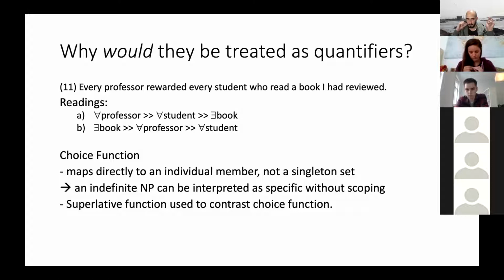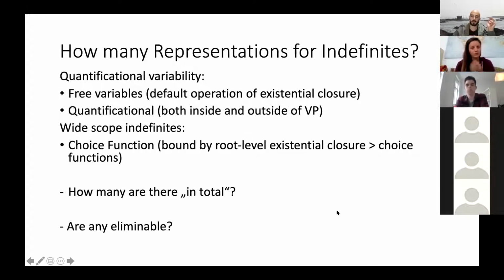Then on the next slide, we discuss how many representations there are for indefinites, and so we've for now concluded that there are at least 3 representations. The quantificational variability of indefinites leads to 2 possible semantic representations. They can either be free variables that get their existential interpretation from a default operation of existential closure, or they can be quantificational.